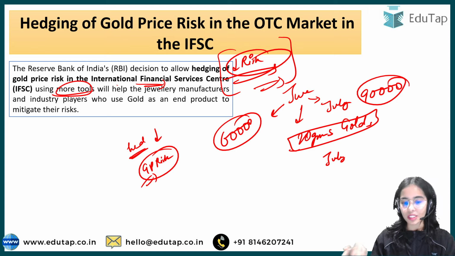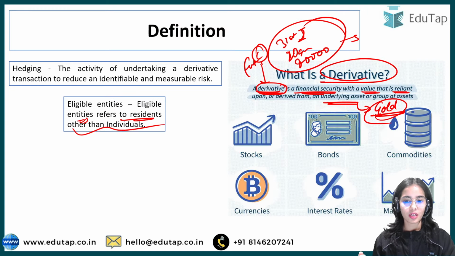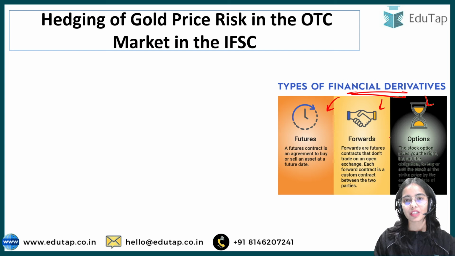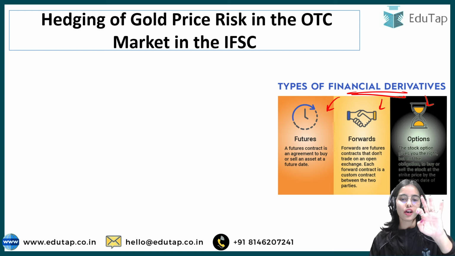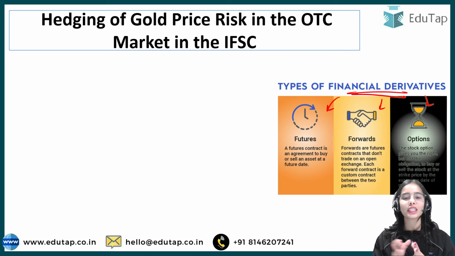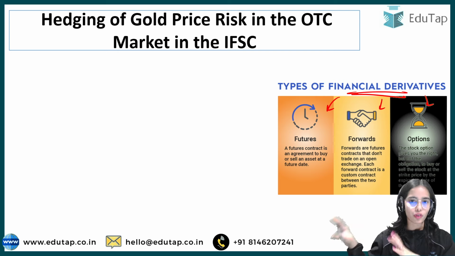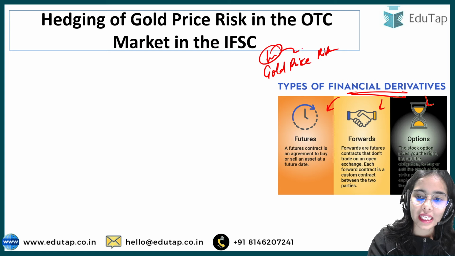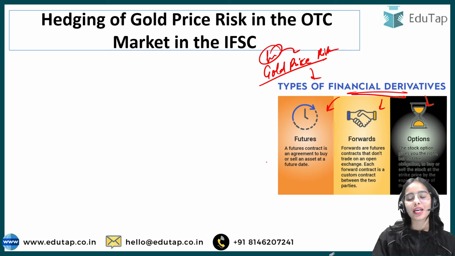So which are those tools? Let's understand them. These are the financial derivatives: futures, forwards, options. Swaps are also financial derivatives. So there are 4 kinds of financial derivatives: futures, forwards, options, and swaps. Swaps are usually used for interest rate risk management or for exchange rate risk hedging. For the hedging of the gold price risk, these kinds of derivatives can be used.